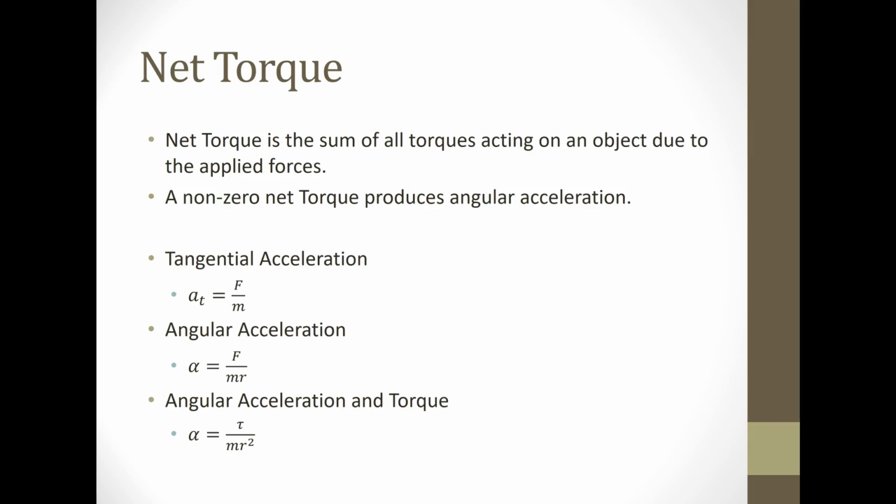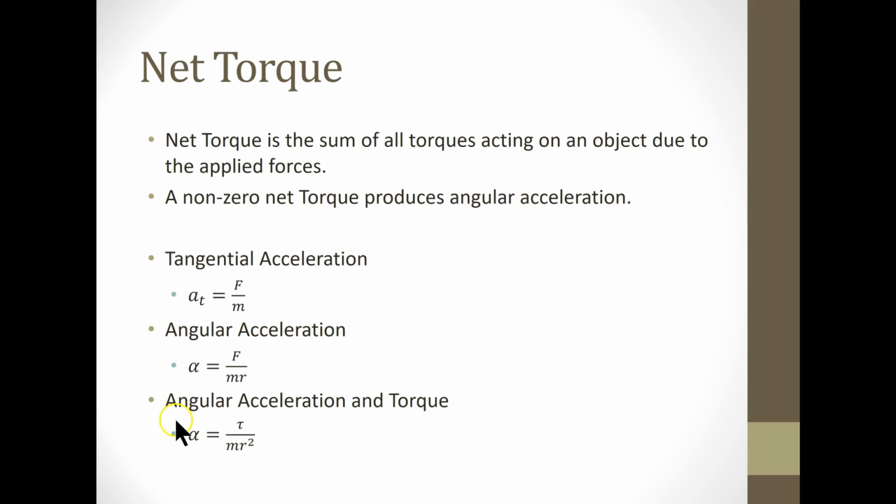So looking at net torque, we saw the fact that net torque is the sum of all of the individual torques acting on an object due to the applied forces acting on it. We also looked at the fact that torque is the rotational equivalent of force. So we are going to actually apply Newton's laws to an extent to what's going on here.